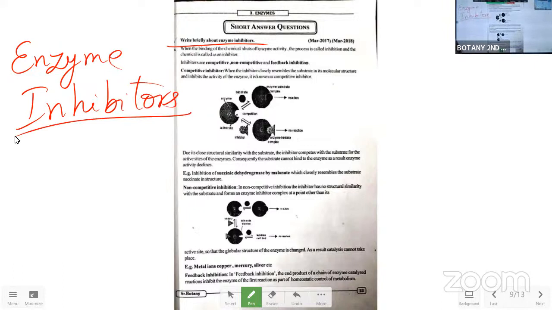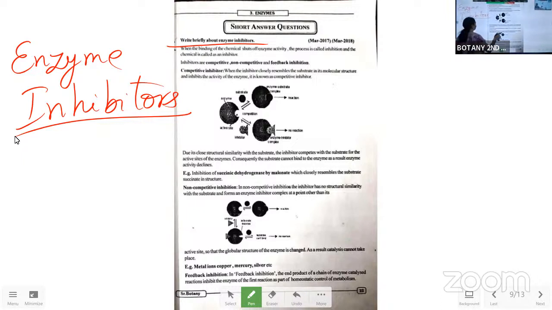What are enzyme inhibitors? Enzymes are protein molecules, another form of protein molecules. These enzyme inhibitors are chemical substances which bind to the enzyme in such a way that they stop the action of the enzyme on the specific substrate. That is called the inhibitors. They control the action of the enzymes. That is the inhibition, controls, stops. Those are the enzyme inhibitors.